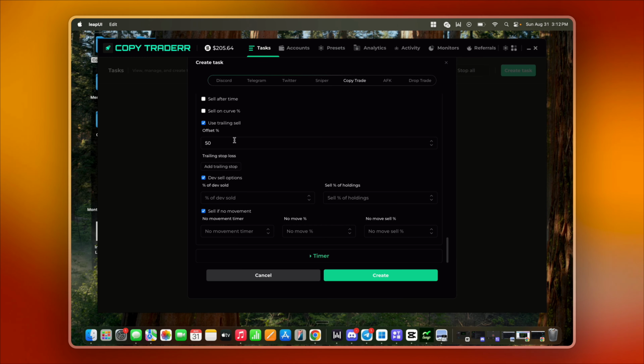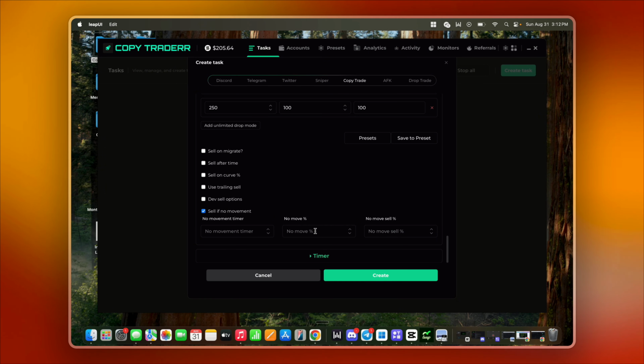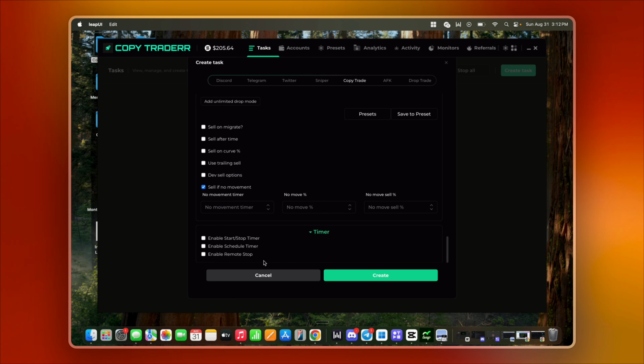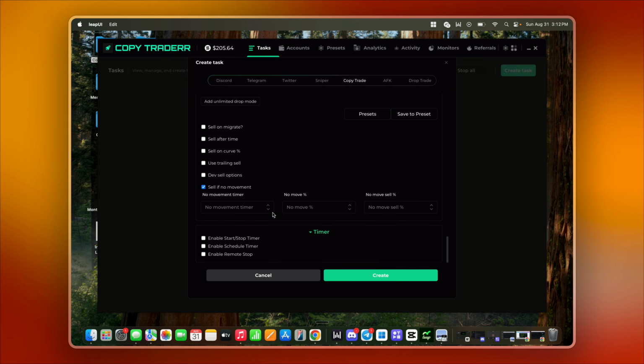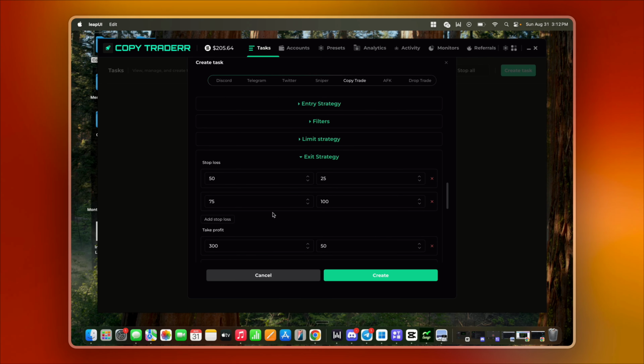For now, I'm not going to use that. You can choose to sell if the dev sells a certain amount of their tokens, which is very cool. You can choose to sell if there's no movement on the coin after a certain amount of time. And you can choose to sell basically just based on any time period. So as you can see, these exit strategy settings are extremely advanced.